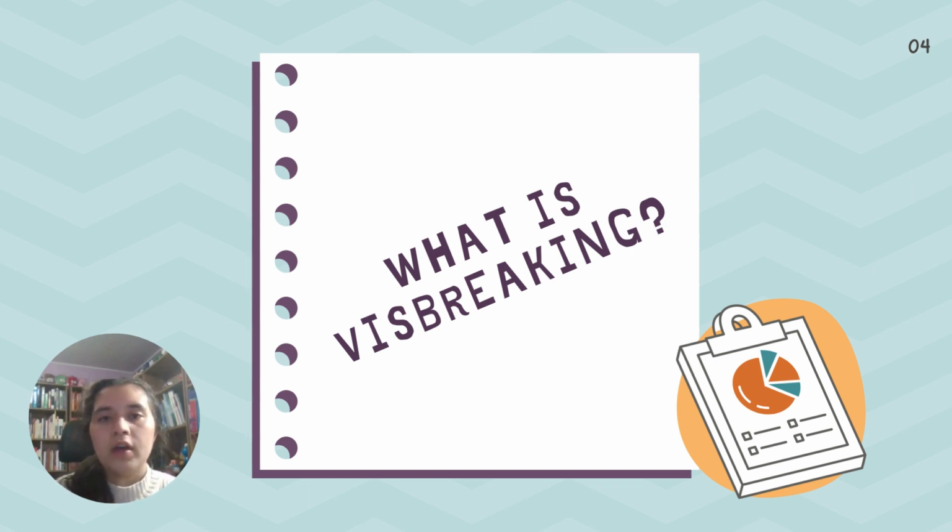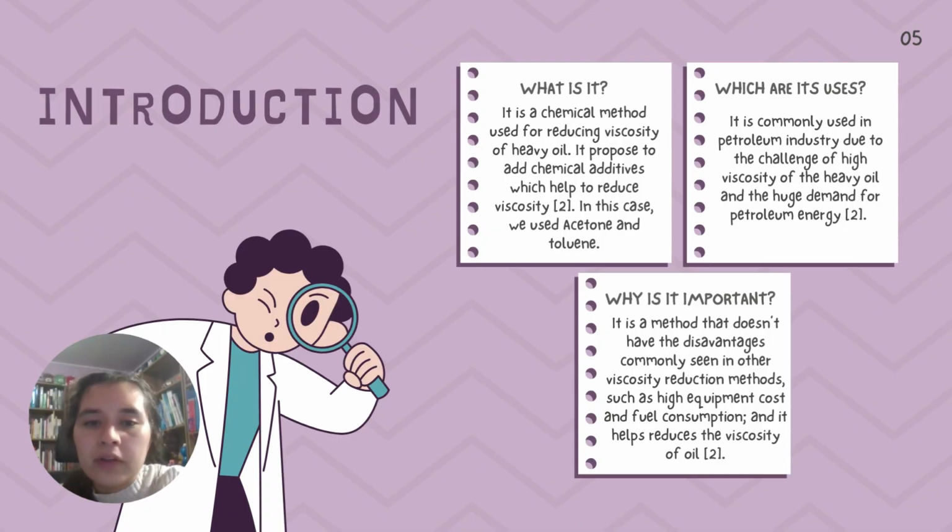First of all, we are going to explain what visbreaking is. It is a chemical method used for reducing the viscosity of heavy oil. It proposes to add chemical additives to it, which help to reduce its viscosity. And in this case, we use acetone and toluene.